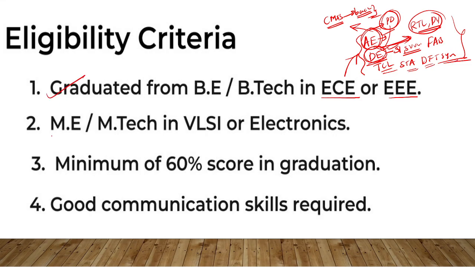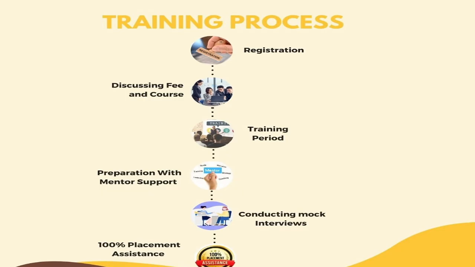You should be a graduate or ME/MTech in VLSI or electronics. You should have a minimum 60% score in graduation. Good communication skills are required. These are the eligibility criteria. First, the registration process. The training process will be: registration, discussing fee and course, training period, preparation with mentor support, conducting mock interviews, and 100% placement assistance will be given.